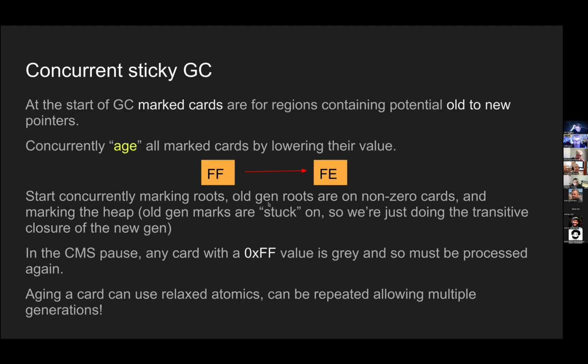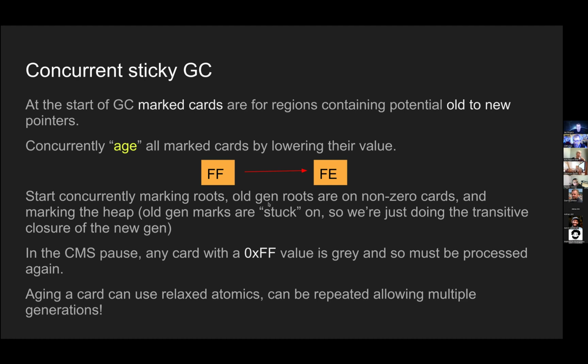So the idea with concurrent sticky is we have this problem that we want to concurrently scan the new gen, but we've got the same card mark for both things. So we need to be able to distinguish the concurrent write barriers from the generational write barriers. So the first thing that the garbage collector does is it iterates over the card table and ages all of the cards. So it's going to make this FF value down to FE.